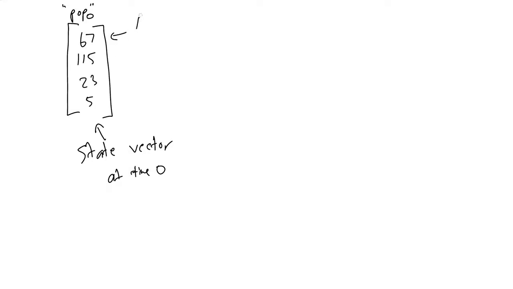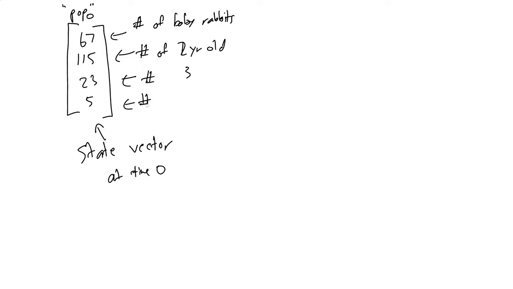This is basically the number of baby rabbits at year 0. And when I say baby rabbits, I mean rabbits that are year 1 or less. Okay, and then this is how many 2-year-old rabbits there are. And this is how many 3-year-olds, and this is how many 4-year-olds. And of course, we don't have to keep track of anything past that because no rabbits live past that, right?